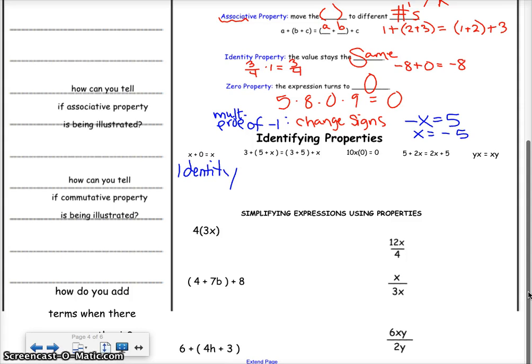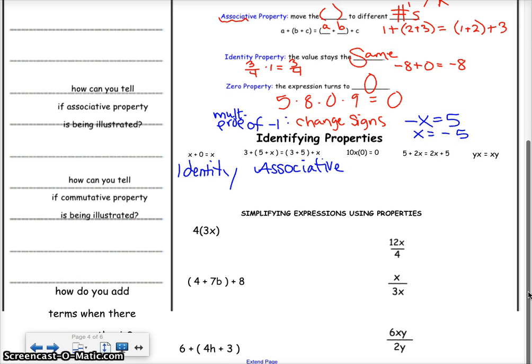The next one, 3 plus parenthesis 5 plus x equals 3 plus 5 in parenthesis plus x. What's that one? Because new numbers are hanging out together, right? I have 5 and x, or my parentheses move. I have 5 and x hanging out, then 3 and 5 hanging out. That would be associative property. Don't abbreviate that one. Associative property of what? Of what? Addition, because I'm adding.